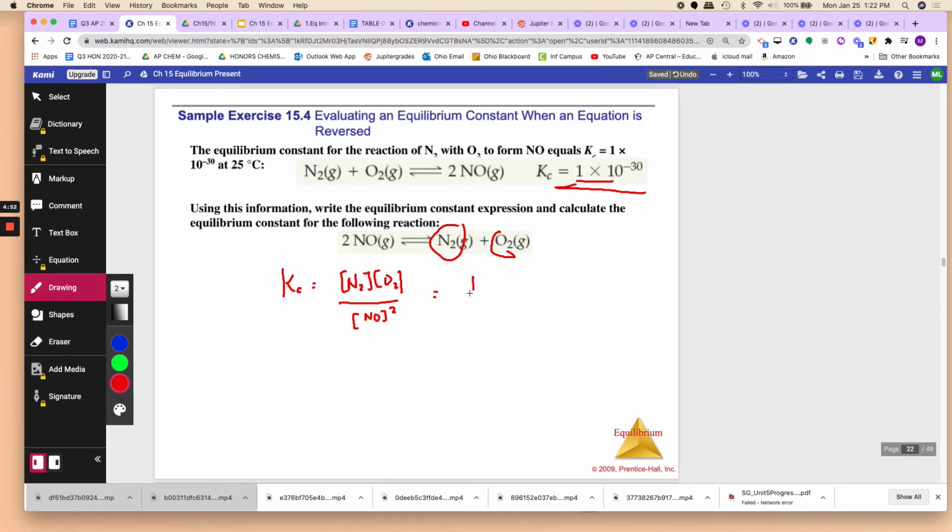Okay, the new Kc is going to be equal to, since you reversed it, it's going to take the inverse of that, 1 over 1e negative 30, which is 1 times 10 to the positive 30. And that's what happens when you reverse the reaction. You take the inverse of the Kc.